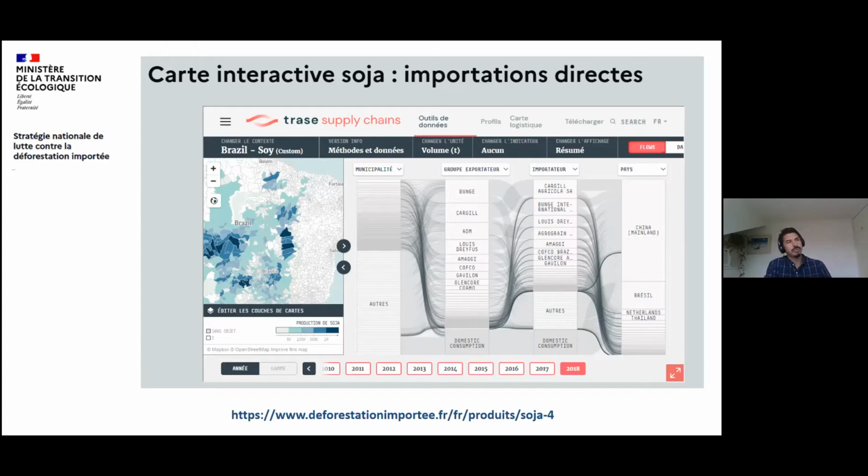So we made a partnership with the French government, and now they embedded our data, our platform, into their website to help the private sector in France address that problem, again, to see where they should prioritize their efforts.